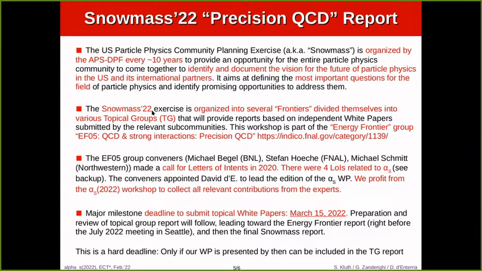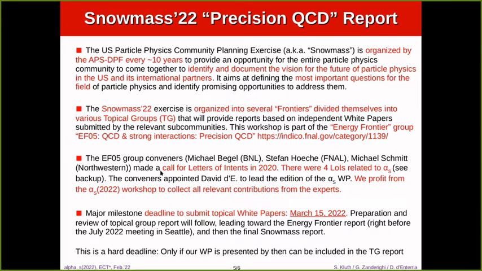So the Snowmass 22 was started as Snowmass 20, but with the pandemic it has been extended over 2 years now, and this year will be closed. It's organized into several frontiers, and we are part of the Energy Frontier Group, basically colliders, and in particular in the working group or topical group called Precision QCD. And you have here a link to all the presentations in this group.